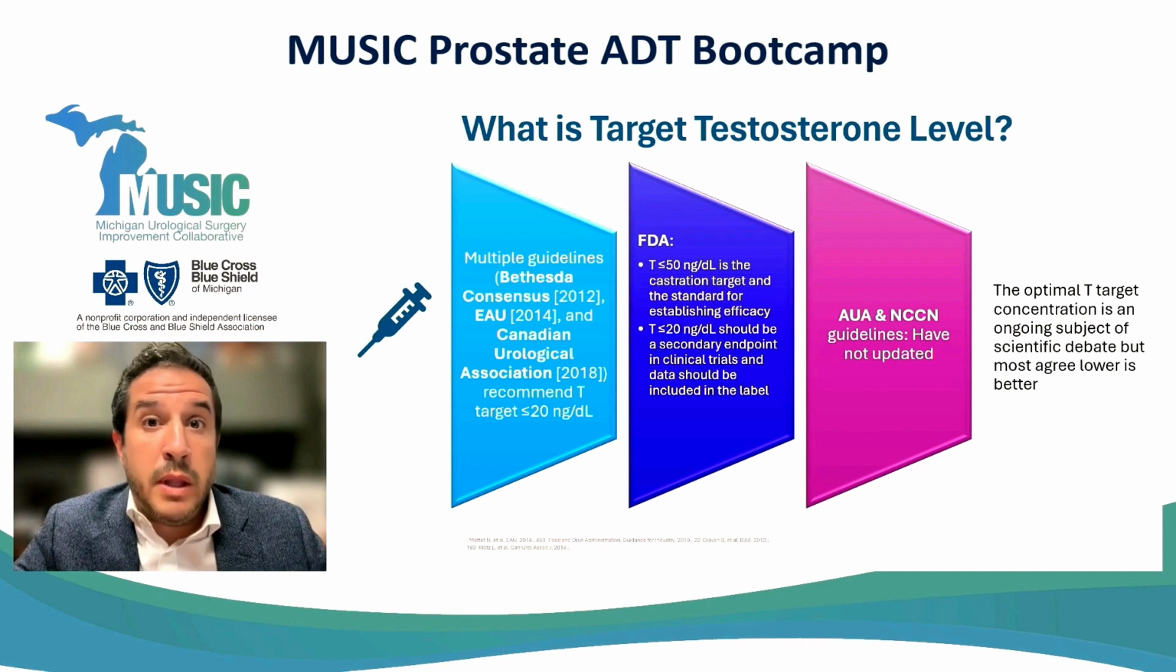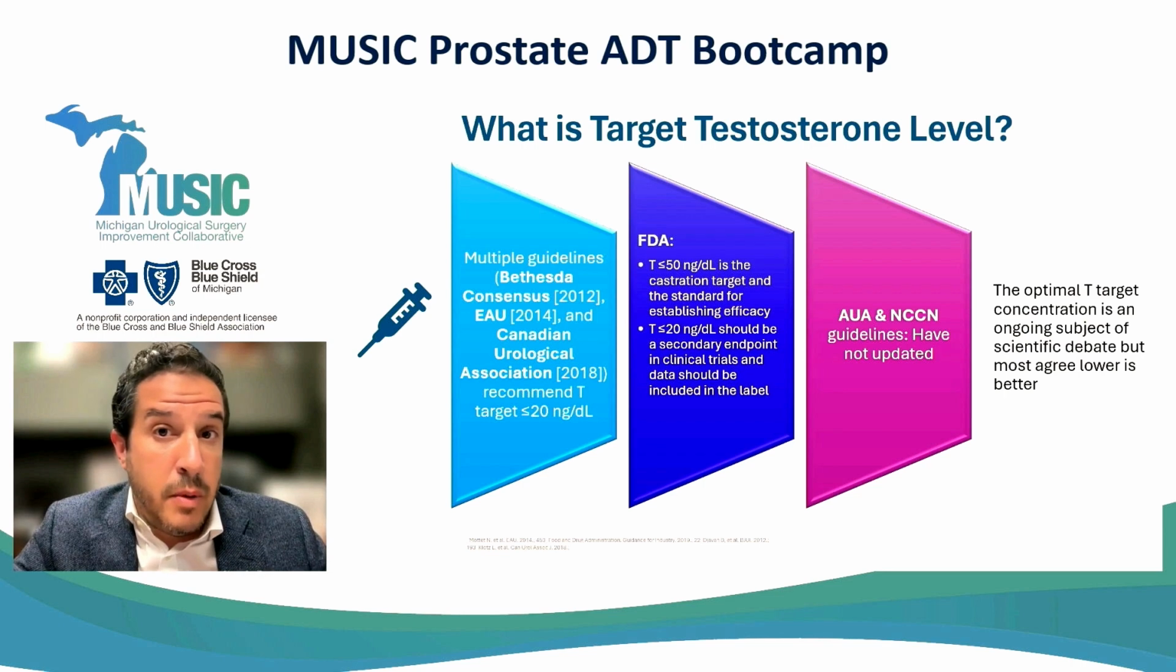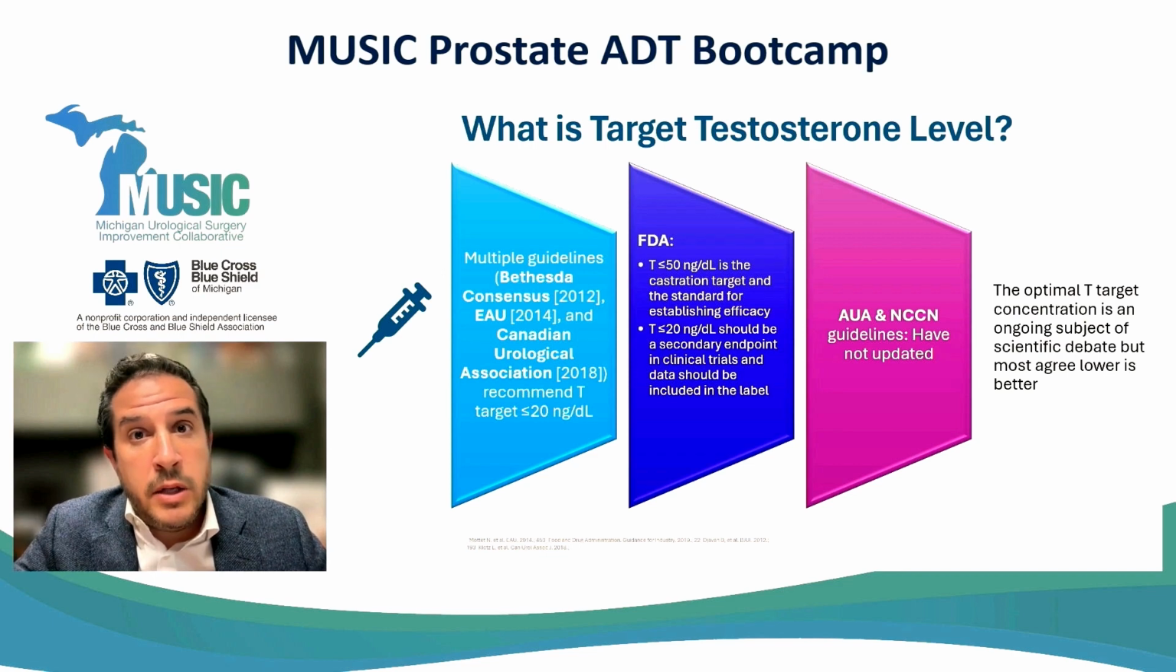There is some controversy on what level to achieve. If you look at Bethesda Consensus or EAU or Canadian Urological Society, they recommend a T level less than 20. The FDA requirement for drug approval is that they have to meet an endpoint of less than 50, and then they have the secondary endpoint of less than 20, which they call profound castration. However, the AUA and the NCCN have not updated their guidelines, and they remain at castrate levels of less than 50. The optimal T target concentration is an ongoing subject of debate. However, in my practice, I shoot for the lowest testosterone possible, and I shoot for a testosterone concentration in the single digits.